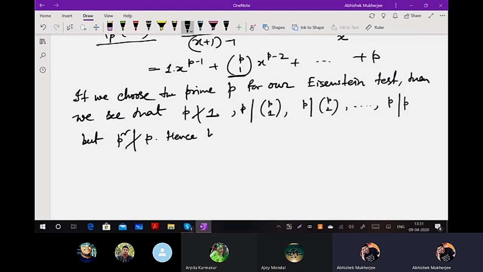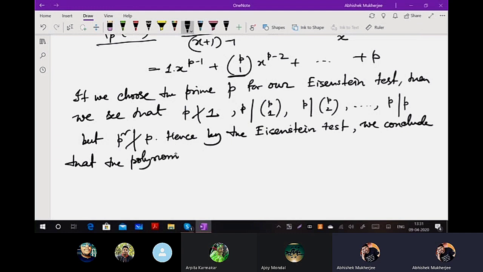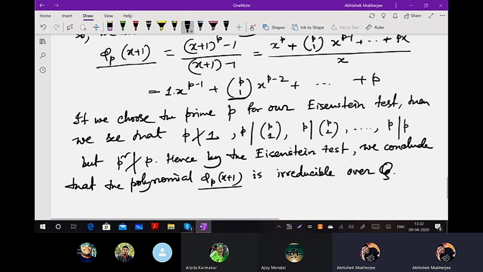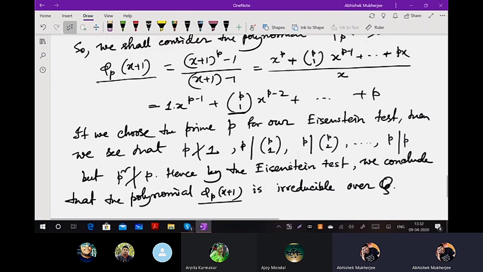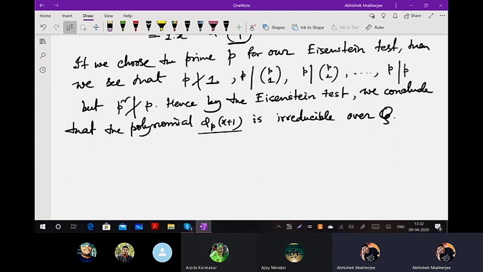And hence by the Eisenstein test, we conclude that the polynomial phi p x plus 1 is irreducible over Q. So we have shown that this polynomial which we have considered is irreducible over Q.